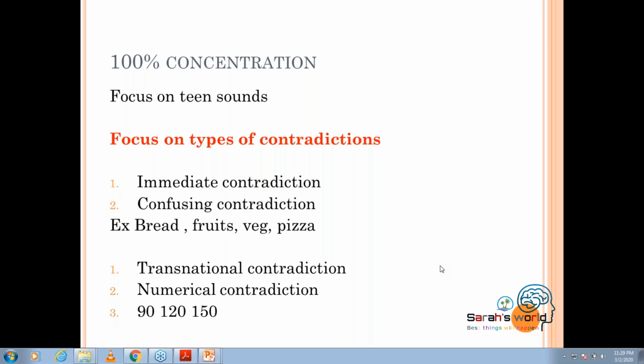Got this clear? So now, did you come across these sorts of contradictions while doing your test? Yes or no?